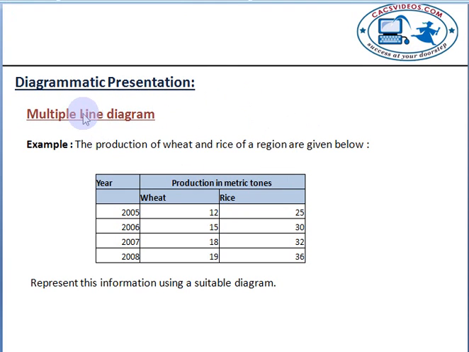See, there could be multiple line and bar diagrams also. Let me give you one example to explain this. In this example, the production of wheat and rice for a region is given below. See, this is production in metric tons of wheat and rice from year 2005 till 2008. This is production of wheat and this is production of rice. So represent this information in a suitable diagram. We'll represent this information in a multiple line diagram and a bar diagram.